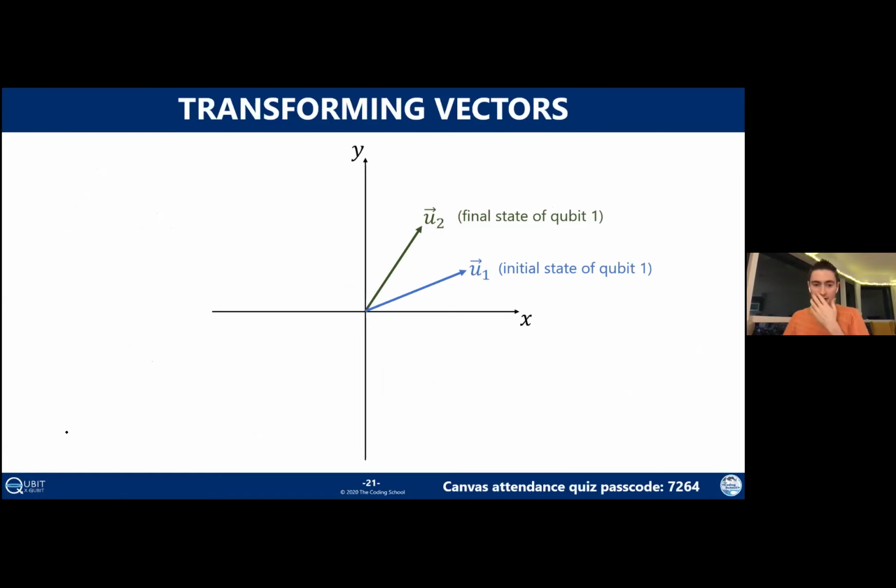So if we draw it out on the Cartesian coordinate plane, we might have two vectors. We might have a vector called u1, which is the initial state. So this is sort of supposed to be like the input is u1, and then the output is u2. So imagine that this u vector represents a qubit, and after doing your quantum computation, you go from u1 up to u2. So it kind of moves your vector in the Cartesian coordinate plane.